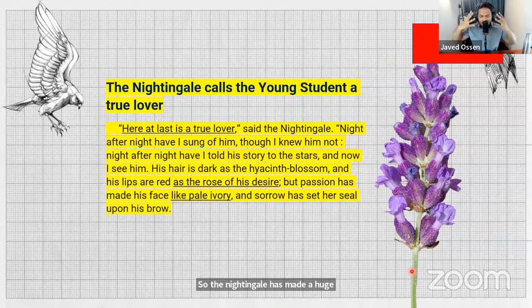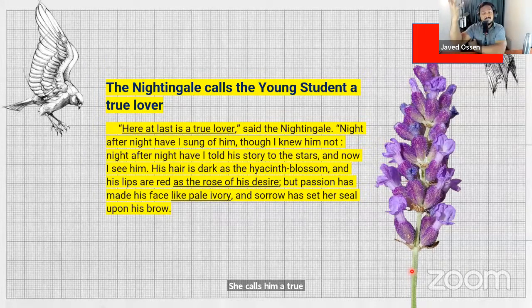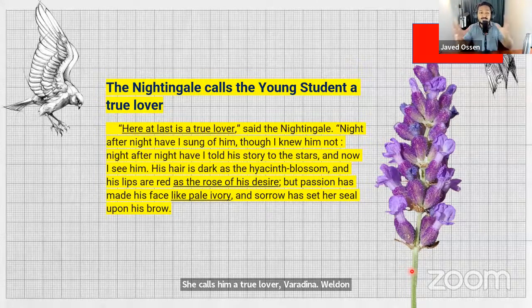By judging the outer appearance of the young student, she has called him a what lover? She calls him a true lover. Well done, Askia. Even in Richard Cory, the people on the pavement judge Richard Cory's outer appearance.